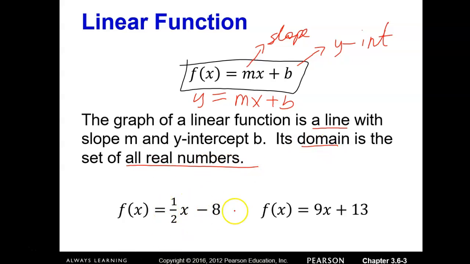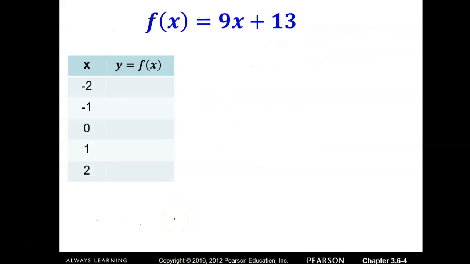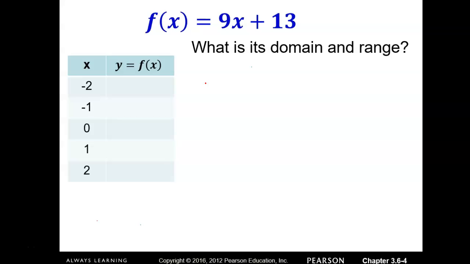So the constant here is always the y-intercept, and the coefficient of x is the slope. So here, what is the domain? What is the range? Well, domain is all x values, so these will be the domain. The range is all y values, so these are the range.